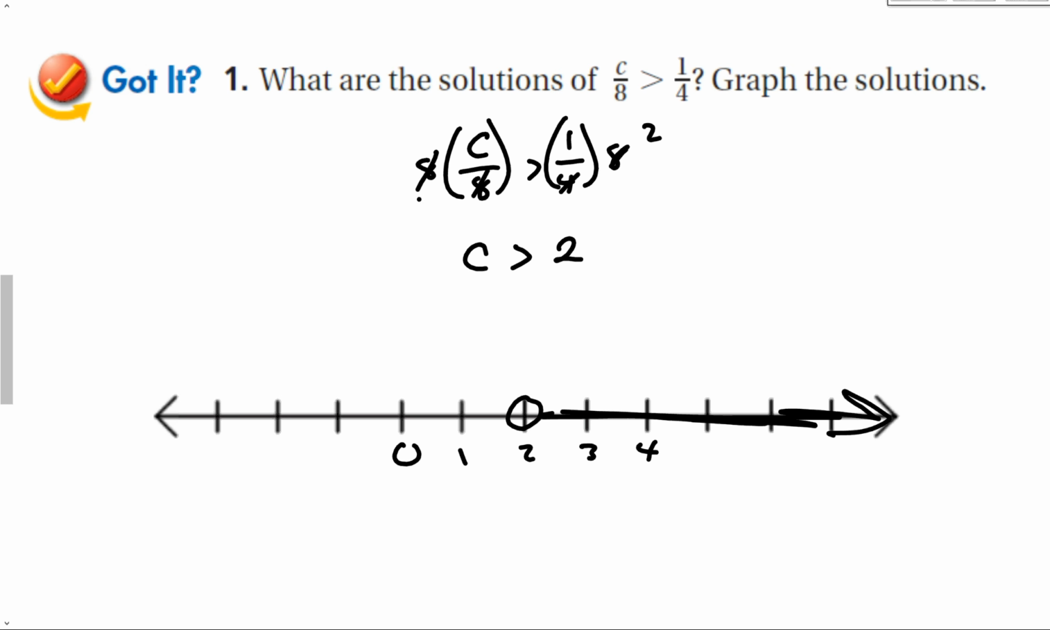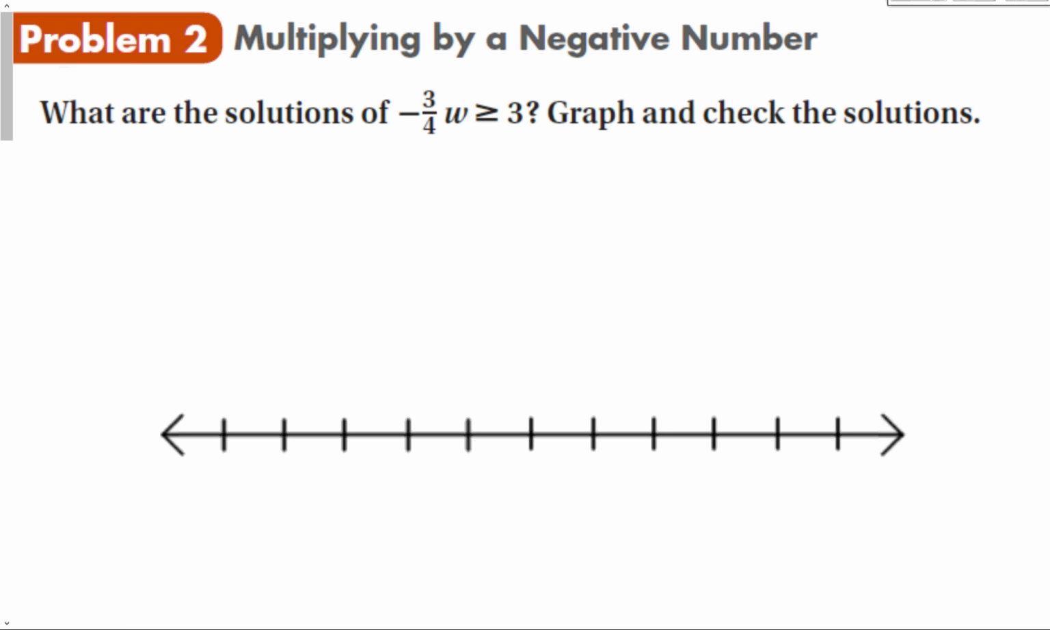I'm multiplying each side of this equation by a positive number, so I do not change the inequality symbol. Now for this one, I'm going to multiply both sides by a negative number.